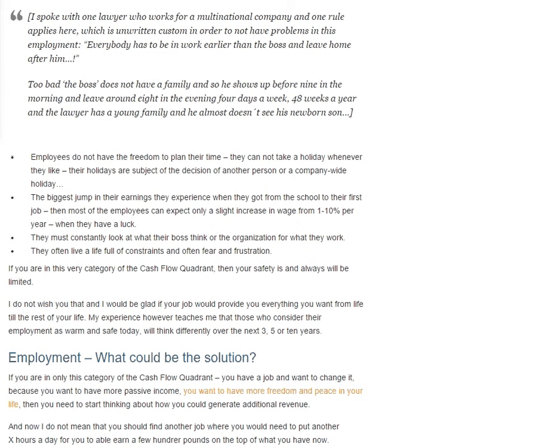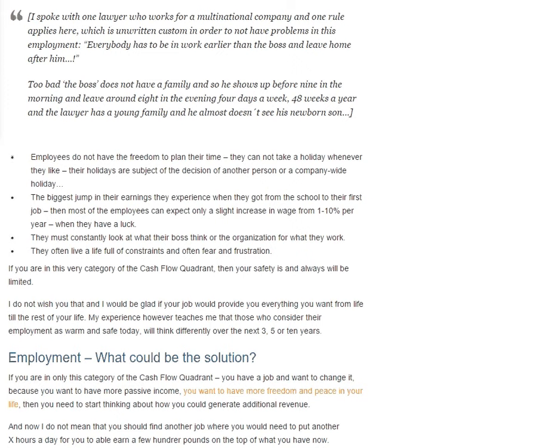For example, I spoke with one lawyer who works for a multinational company, and one rule applies here, which is an unwritten custom, in order to not have problems in this employment. Everybody has to be in work earlier than the boss and leave after him. Too bad that the boss doesn't have a family, and so he shows up before 9 in the morning and leaves around 8 in the evening 4 days a week, 48 weeks a year, and the lawyer has a young family and he almost doesn't see his newborn son.